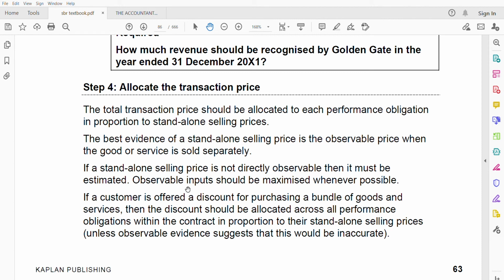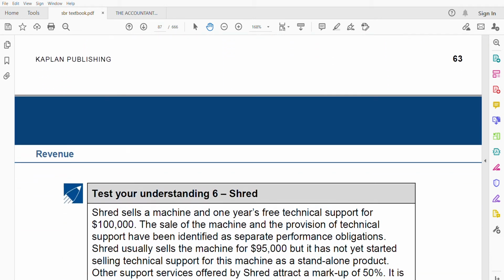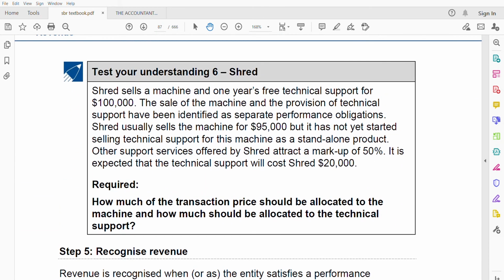If a customer is offered a discount for purchasing a bundle of goods and services, then the discount should be allocated across all performance obligations within the contract in proportion to their standalone selling prices, unless observable evidence suggests that this would be inaccurate. What does it mean? If the customer is offered a discount, that should be allocated across all performance obligations, because you are purchasing a bundle of goods and services. You cannot say the discount is for just one good. That discount should be allocated across all performance obligations, not just one. We definitely have a test of understanding for that, but we'll cover it later.